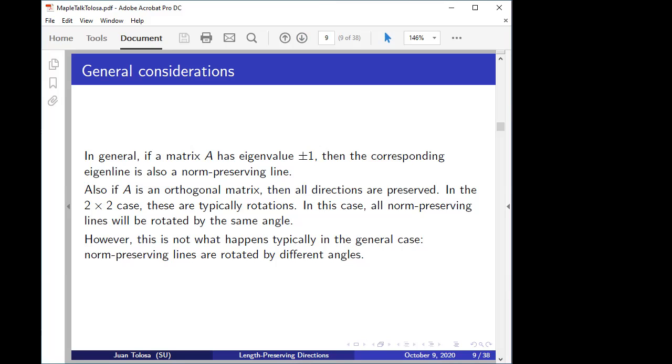And in the extreme case, when A is an orthogonal matrix, all norms are preserved. Think typically of a rotation. Then all the norms are preserved, but the directions are almost never preserved. In this case, all norm-preserving lines are rotated by the same angle. In the general case, this does not happen.